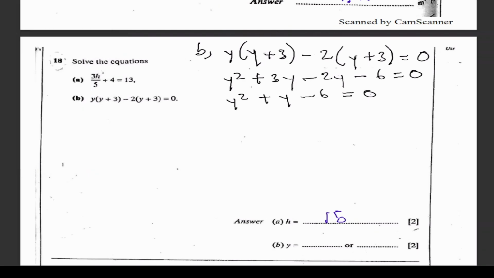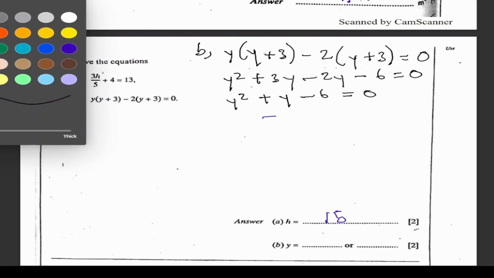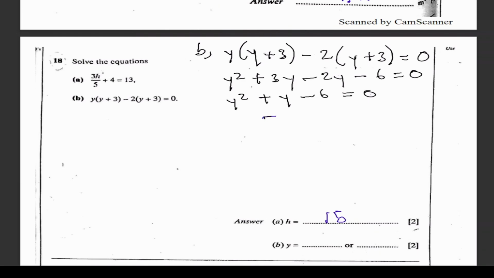our next step now is we multiply the first term and the last. y squared times minus 6 is minus 6y squared.